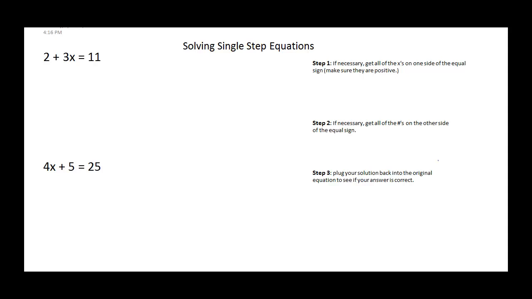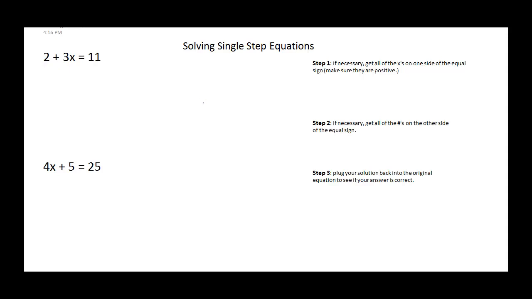The first thing I like to look at, if necessary, is to get all the x's on one side. Sometimes you may have a problem where the x is all by itself, and you need to go on to step 2 and get all the numbers on the opposite side. So it really depends on what the problem looks like. The problems I have over here both have x on a side with the numbers.